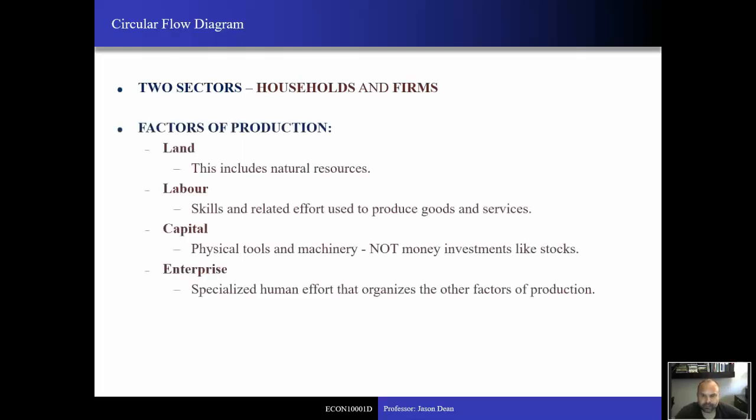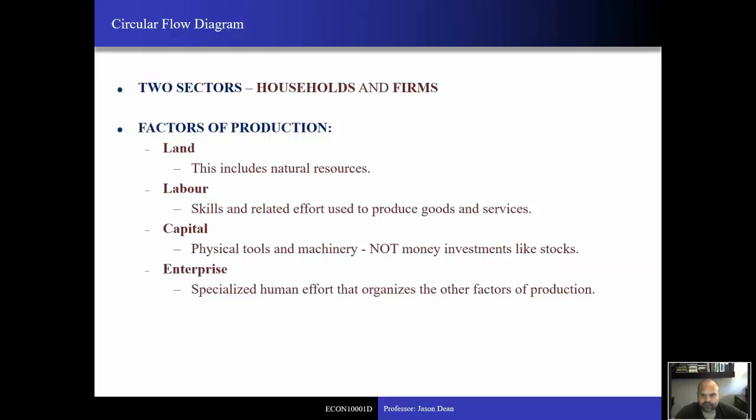Now the factors of production are land, labor, capital, and enterprise. If you think of it, any of the factors of production, so the inputs to producing any good or service, can all be categorized into these four different categories. So land is a general term for anything, including land, but also natural resources. And of course, labor effort is used to make goods and services.